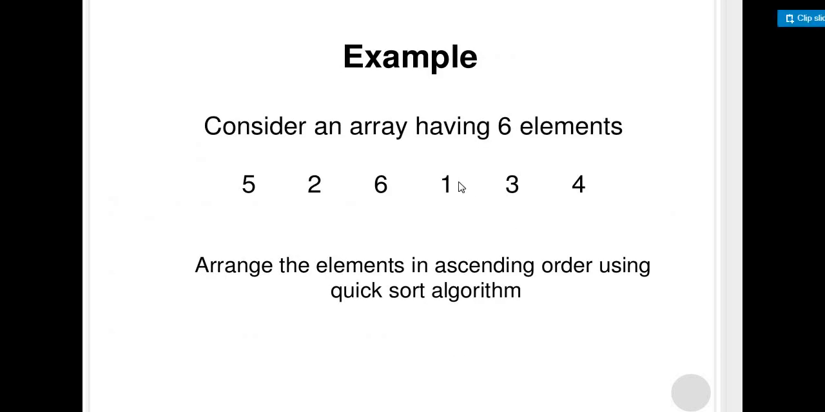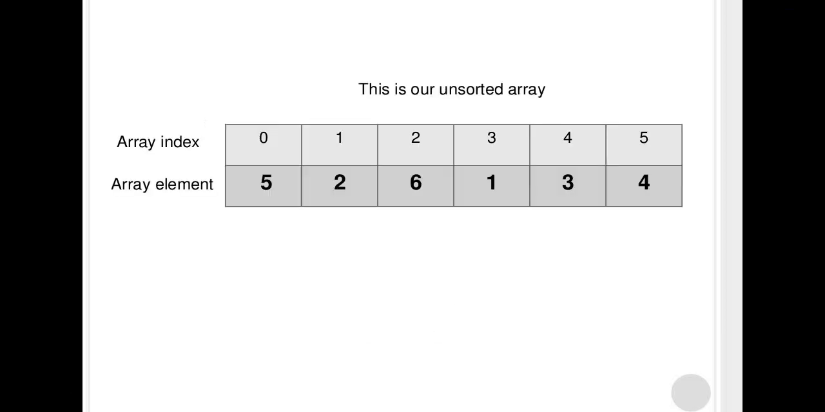Now see the example. We are considering 6 elements here: 5, 2, 6, 1, 3 and 4, and we are arranging these elements in ascending order by using the quicksort algorithm. We always arrange the numbers in an array. The array will always start from index 0, so the array indices here are 0, 1, 2, 3, 4 and 5, and the elements given are 6.